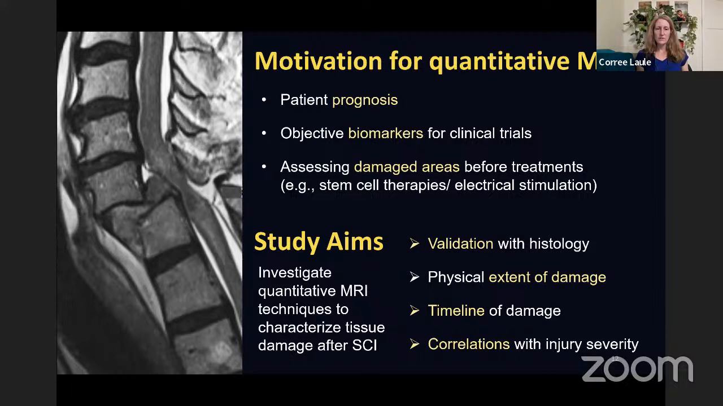And so for this project that I'm going to be describing, we had a number of different aims. We wanted to investigate a number of different quantitative MRI measures in traumatic human spinal cord injury in terms of looking at validation with histology, also looking at the extent of damage away from the primary injury site. We wanted to see if we could characterize the timeline of damage and also do some correlations with injury severity.